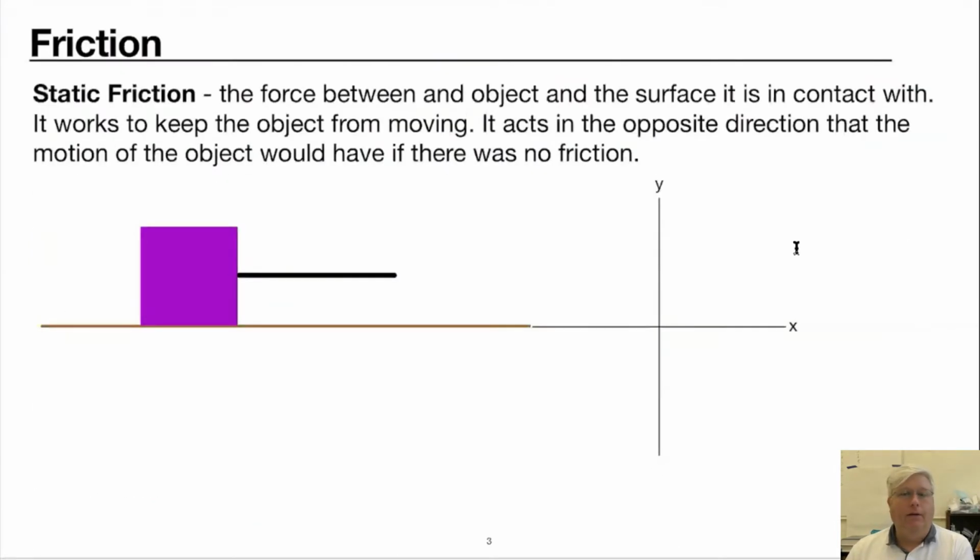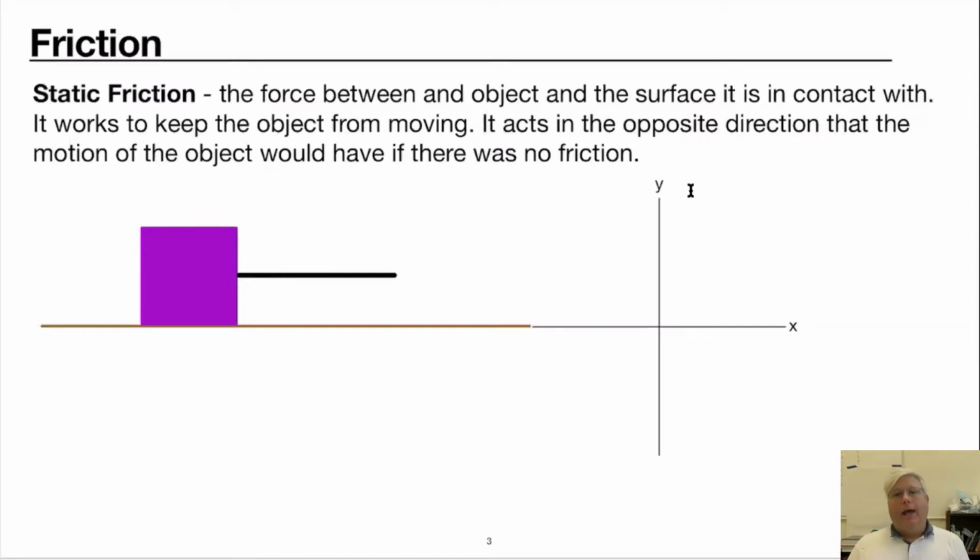And so we learned there were two types of friction, static and kinetic. Static friction is the force between an object and the surface that it's in contact with, and the point of it is that it's not moving. The term static usually refers to something that's not moving, something that's at rest. Static friction helps to keep an object from moving, right? So that's the point of the parking brake in your car. It needs some friction so that the car doesn't go rolling off on its own.